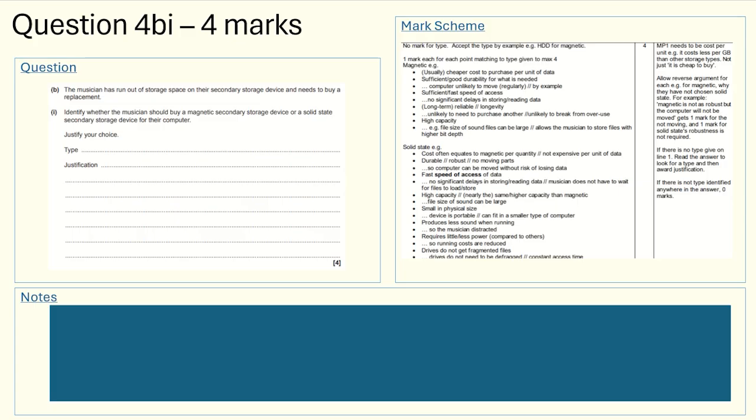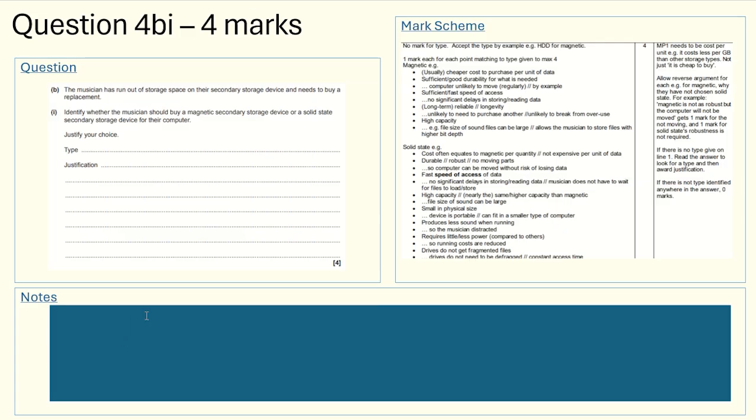So there's really no right answer for your type here. All this question is looking for is that you write the properties that are associated with that particular storage device in your justification. So you can put either magnetic or solid state, and there's no marks available for putting either one of those, but it's with your justifications where you pick up the marks.